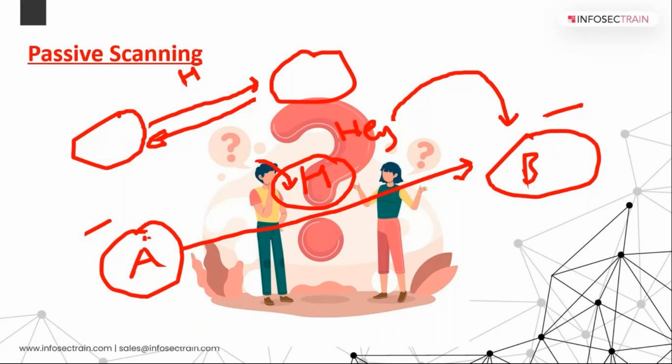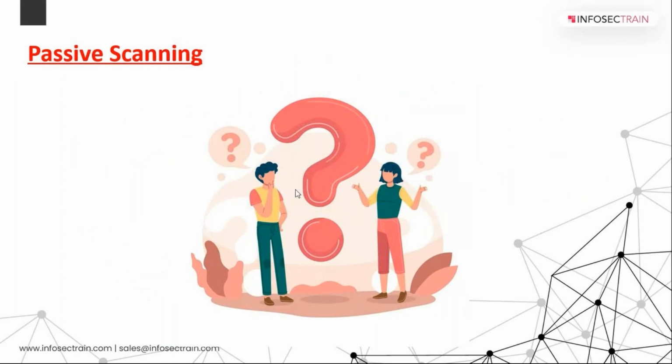That is also possible, and it is called passive scanning because you're not directly interacting with the target. The best example of passive scanning is the people who use it: APT, Advanced Persistent Threat.